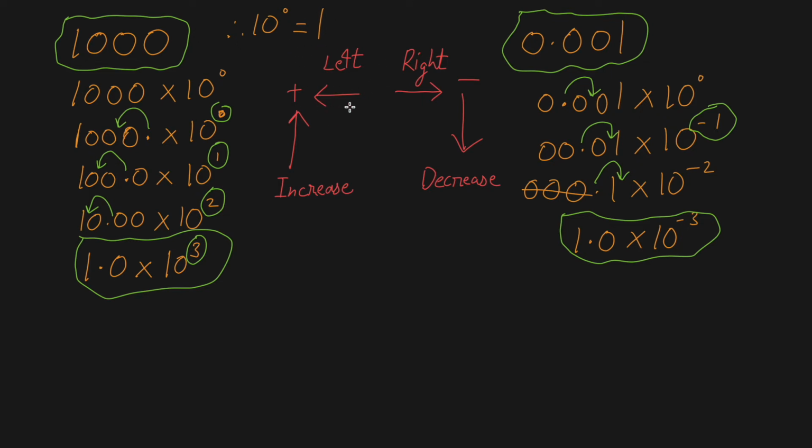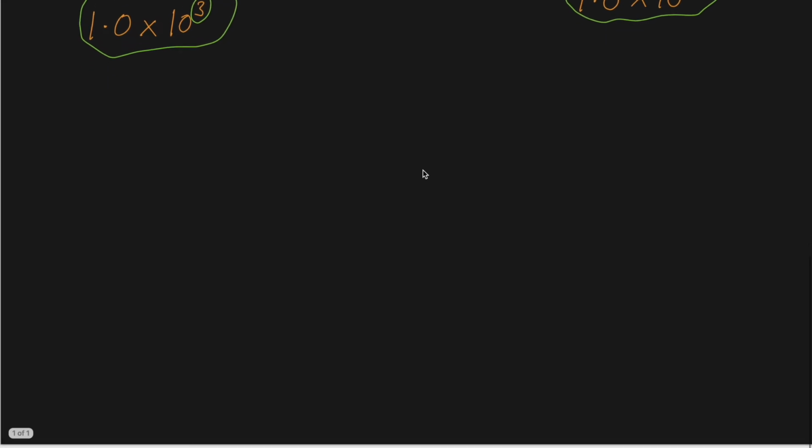So this is the general rule for when we are playing with scientific notation. As I move the decimal point to the left, the power of 10 will increase. When I move the decimal point to the right, the power of 10 will decrease. So with that in mind, let's have a few examples, shall we?